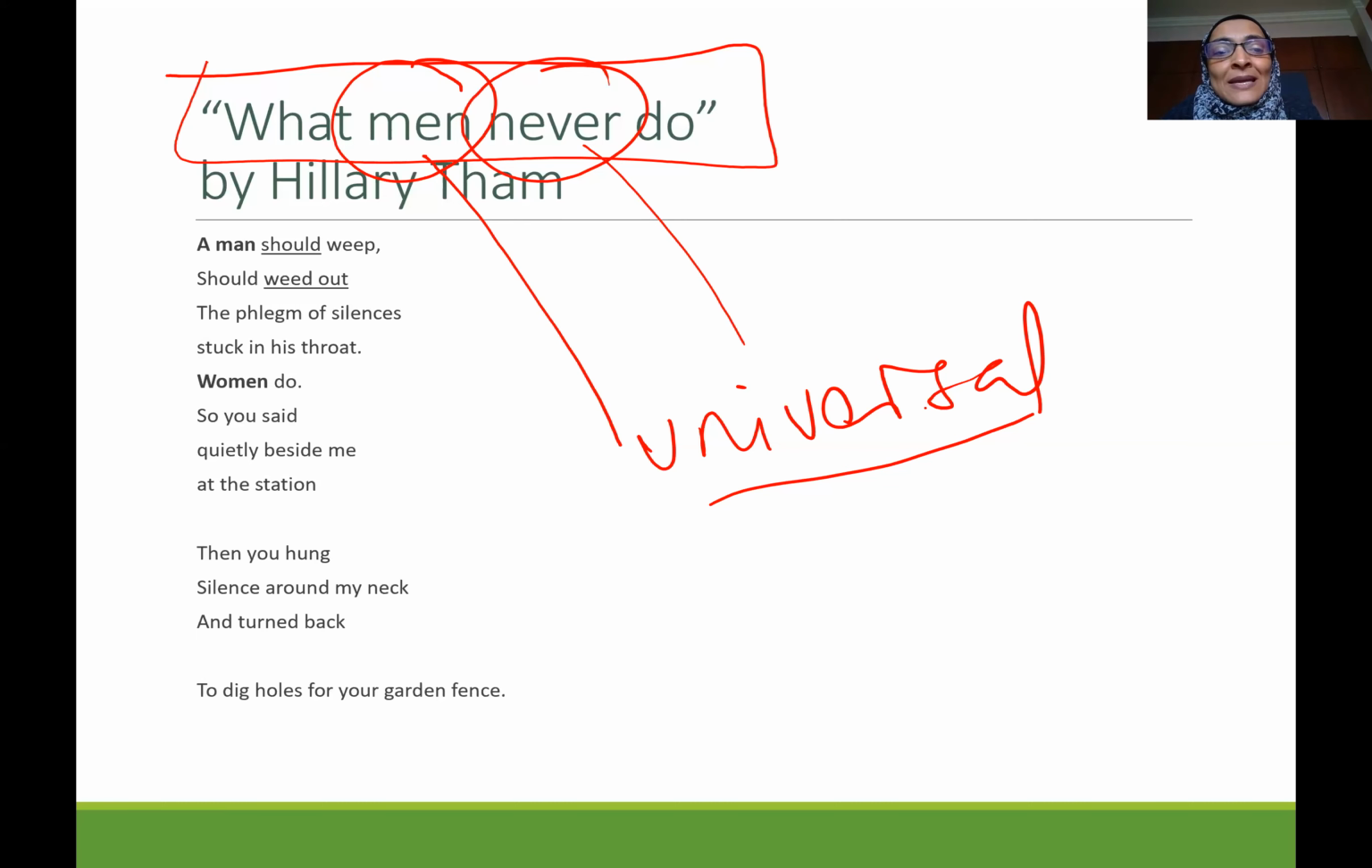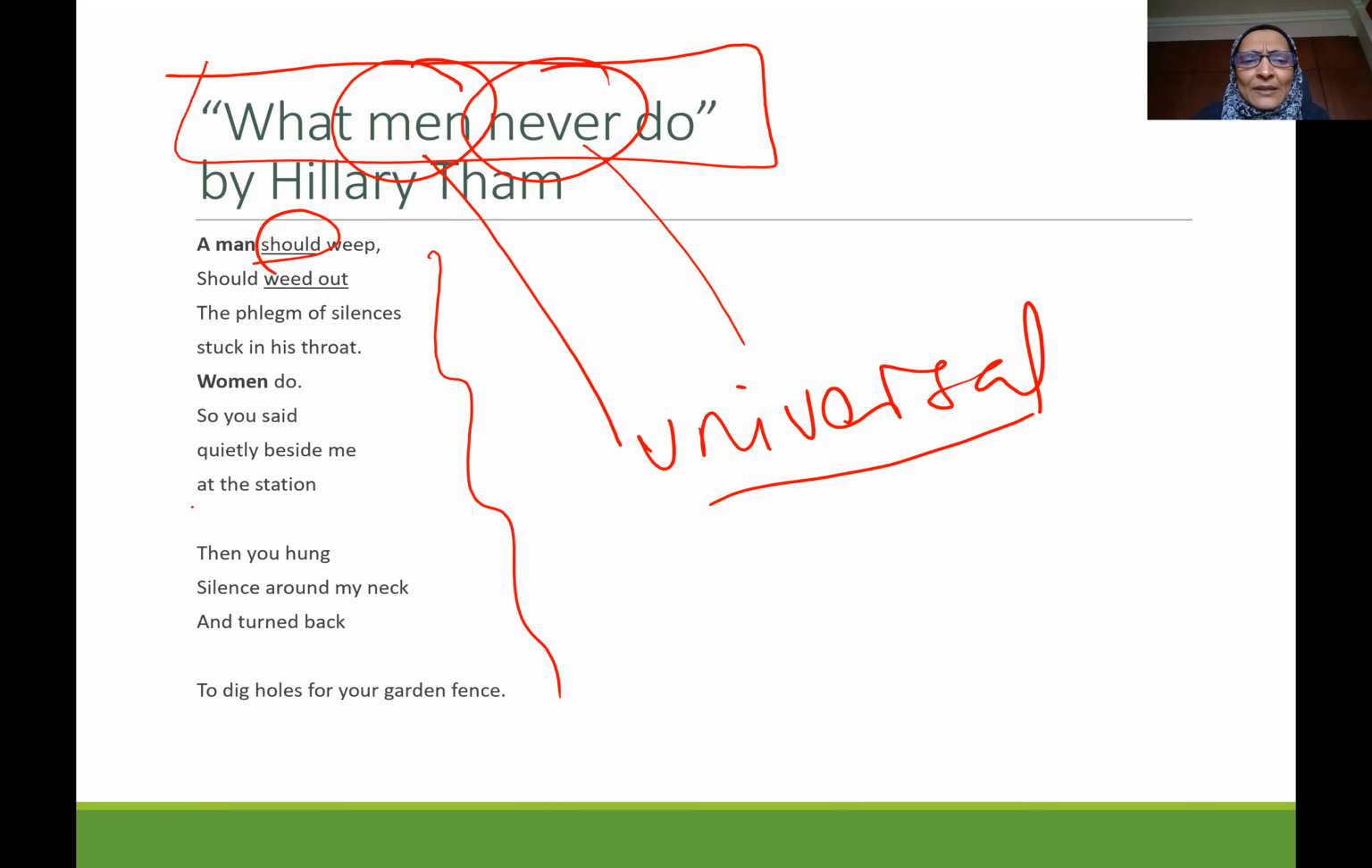A man should weep. Should weed out the phlegm of silences stuck in his throat. Women do. So you sat quietly beside me at the station. Then you hung silence around my neck and turned back to dig holes for your garden.